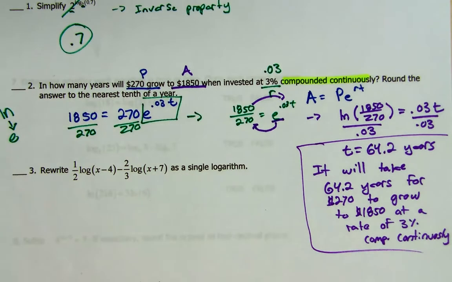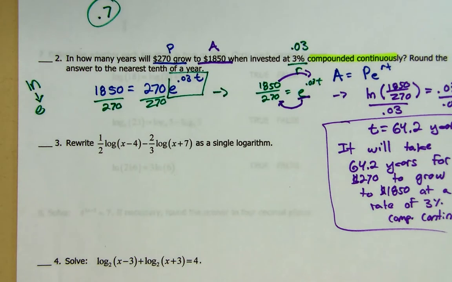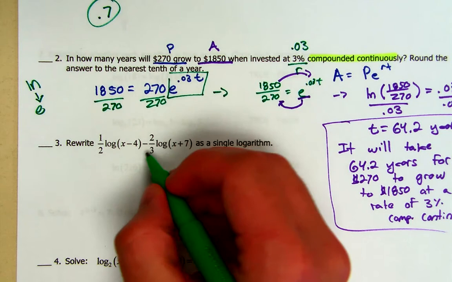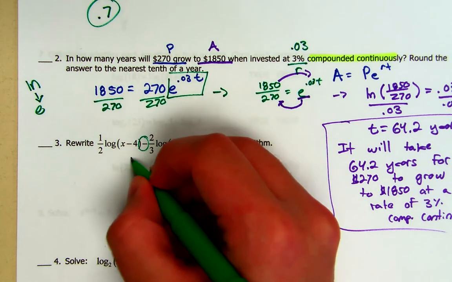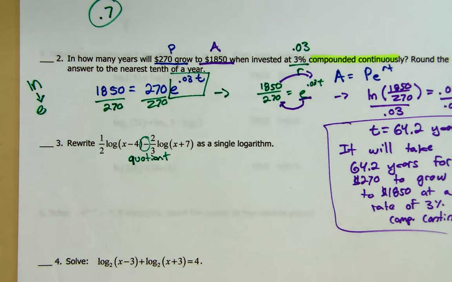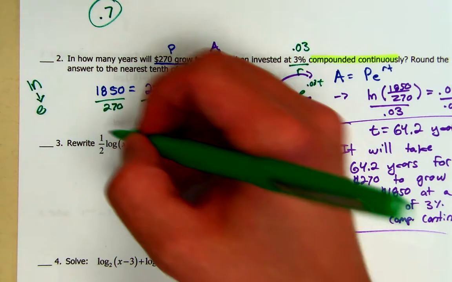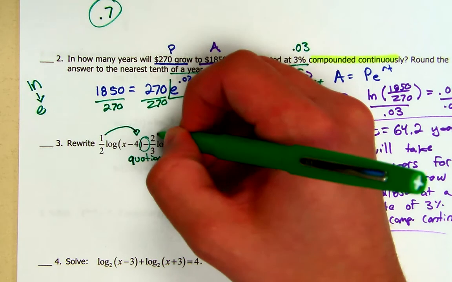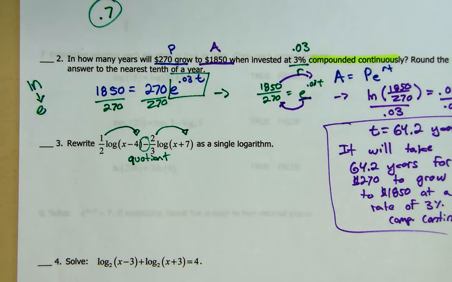Alright, so now we're rewriting. So this is where I'm thinking about those addition, subtraction, the product powers, and that. First thing I look for is any subtraction or addition. So right here I'm subtracting, which tells me I need a quotient. So that's my quotient rule. Well, what else do I have? I have powers. So let's go ahead and put the powers back up first. So that's actually where I'm going to start.